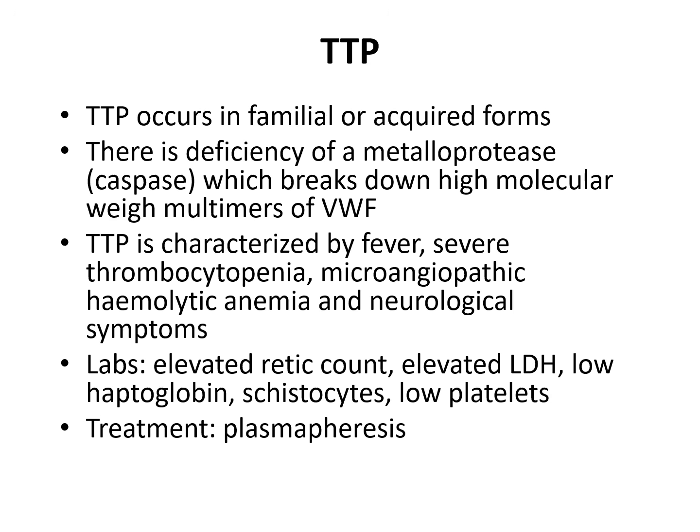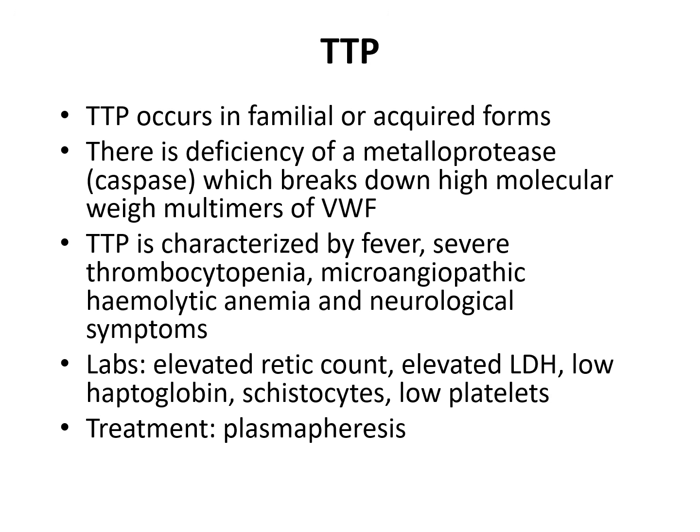What about TTP? TTP could be familial or acquired. TTP means thrombotic thrombocytopenic purpura. There is a deficiency of metalloprotease or caspase enzyme, which is responsible for breaking down the high molecular weight multimers of von Willebrand factor. TTP is characterized by fever, severe thrombocytopenia, microangiopathic hemolytic anemia, and neurological symptoms.